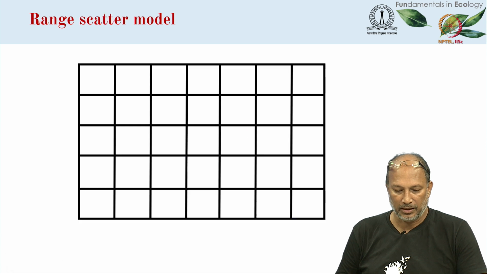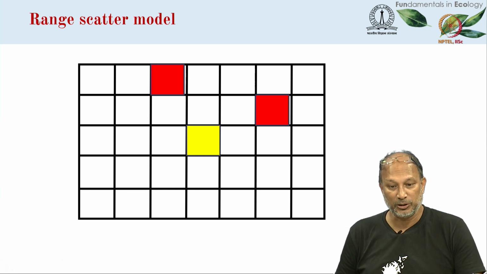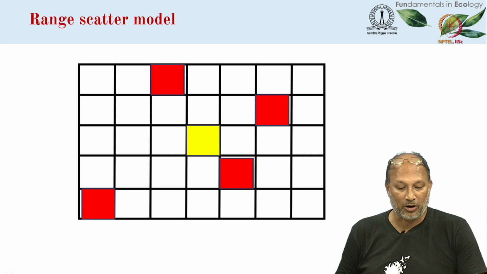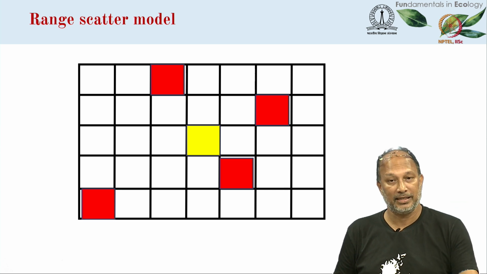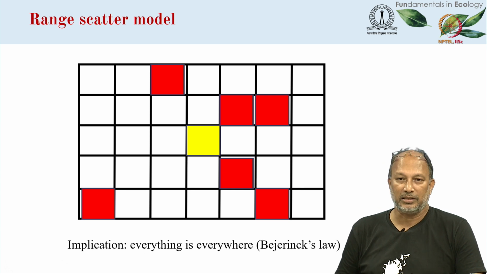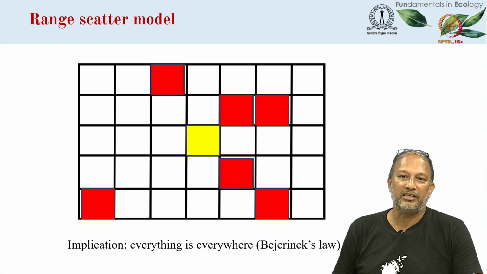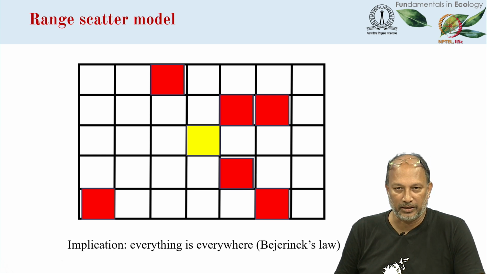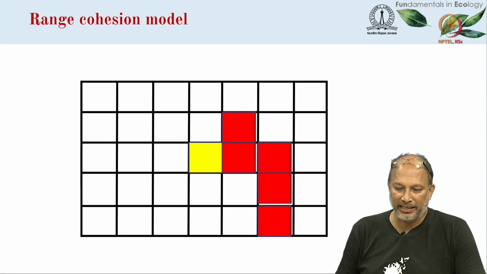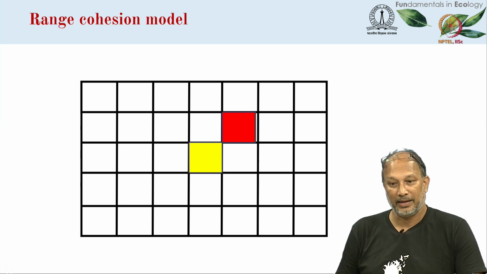Now similarly, we could build a range scatter model where the next cell is completely random, it's randomly picked out of a hat, or the next cell it goes to is where the environment is preferable. So that would be a range scatter model, but determined entirely by the environment. Now this is sort of like an everything is everywhere, and environment filters what you find there eventually.